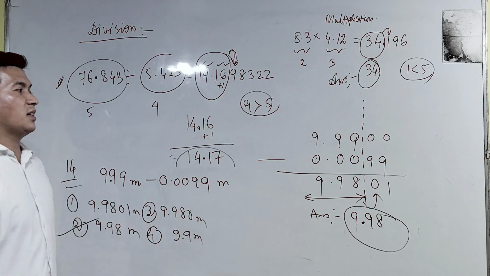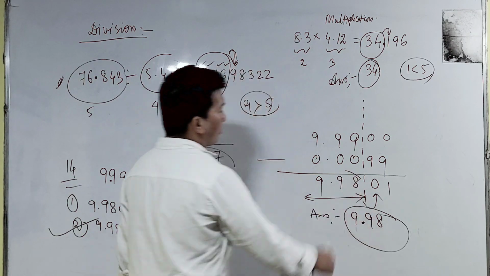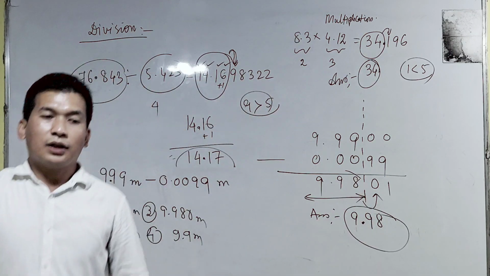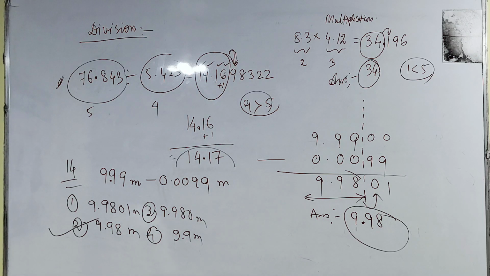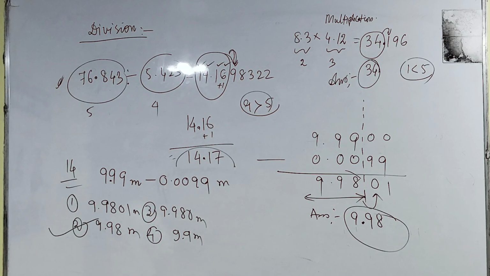Understood the significant figure, this will be our answer. Understood the significant figure concept. If you go through our conventional method, then option number 1 will be the answer, which will be wrong. That's all for today.